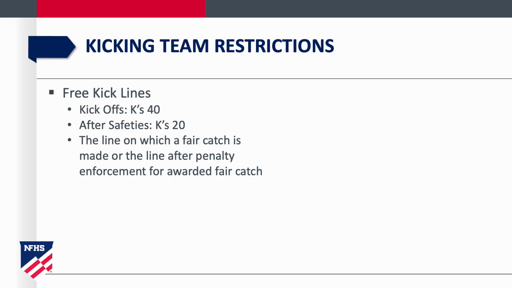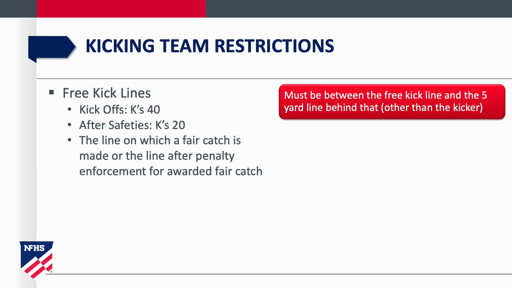The most common free kick line is K's 40. This is used for the opening kickoff for each half and after scores. After a safety, K will kick from their own 20-yard line. Finally, when a team elects to take a free kick after a fair catch, the free kick takes place on the line where the ball was caught. If it's an awarded fair catch, the line is where penalty enforcement moves the ball. If there is a penalty in which enforcement allows for a re-kick, the ball can be moved to the new line and can still score.